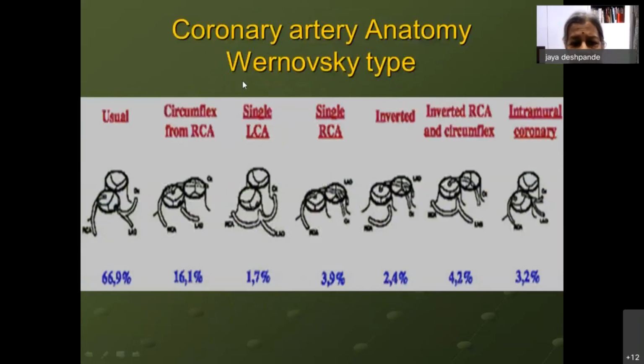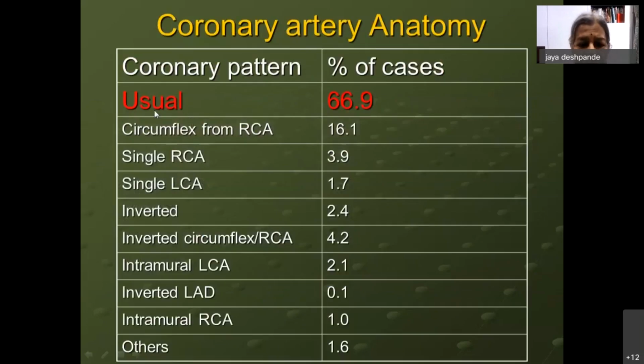This is another classification, the Wernovsky classification. This is the most common type, the left coronary arising from the first sinus and the right coronary from the second sinus. And these are all different variations with lesser and lesser percentages. So the usual pattern is seen in almost 67% of cases. Circumflex from the right coronary artery in about 16% of cases, and the rest are all very infrequent.